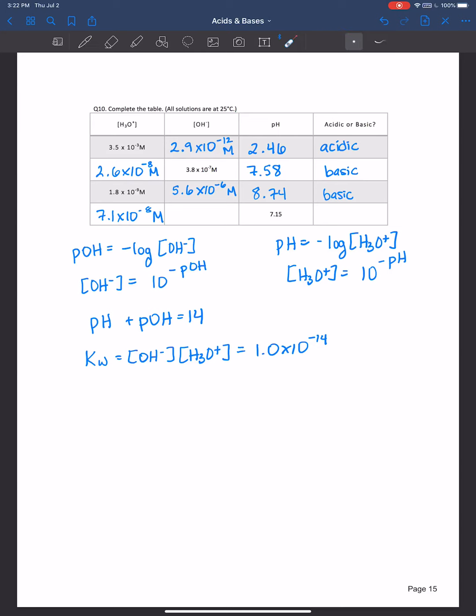Then from there, you can figure out your hydroxide ion concentration from the Kw expression. You can take 1 times 10 to the negative 14th and divide it by 7.1 times 10 to the negative 8th. You're going to get 1.4 times 10 to the negative 7th molar. The pH is a little over 7, so if you had to decide acidic or basic, you would say basic, but it's pretty close to neutral, I would say.